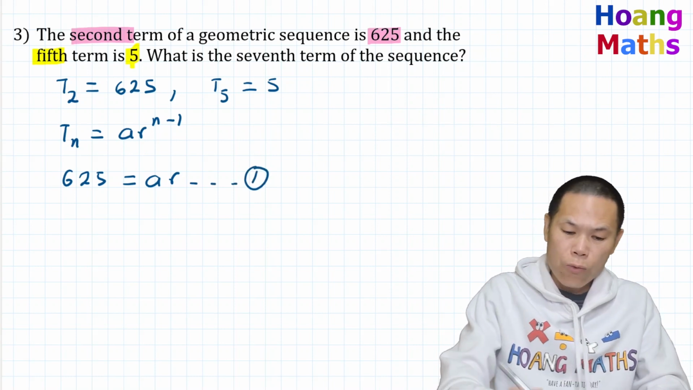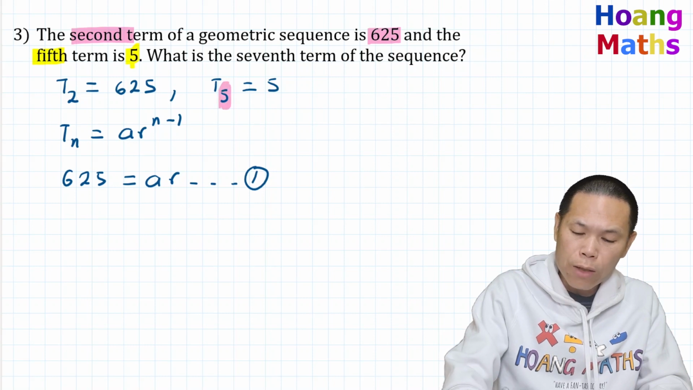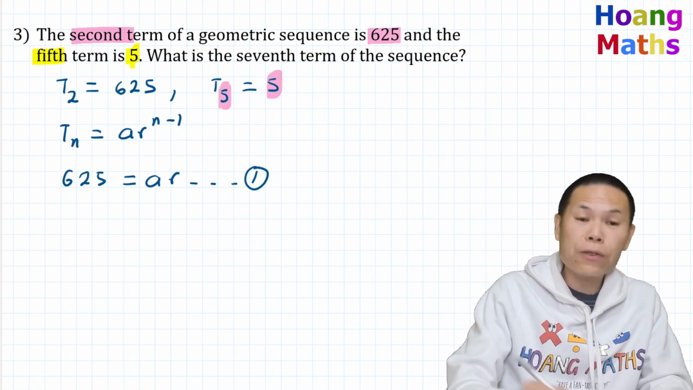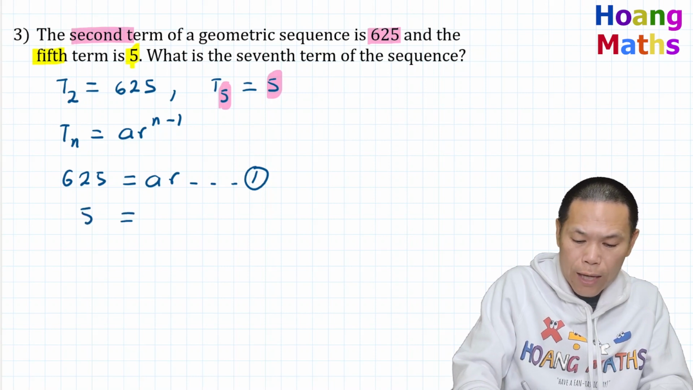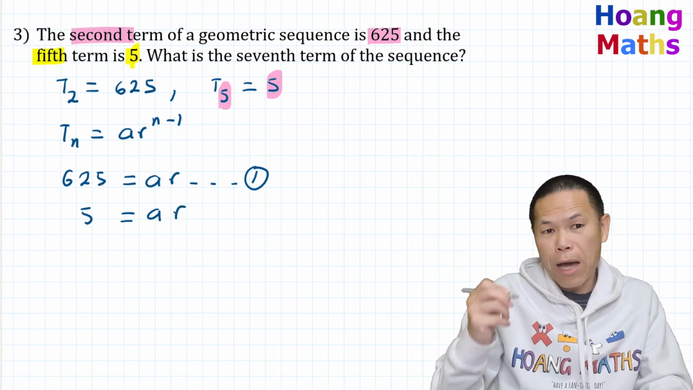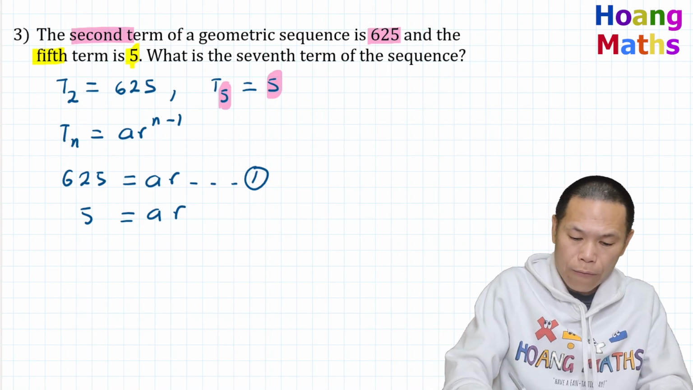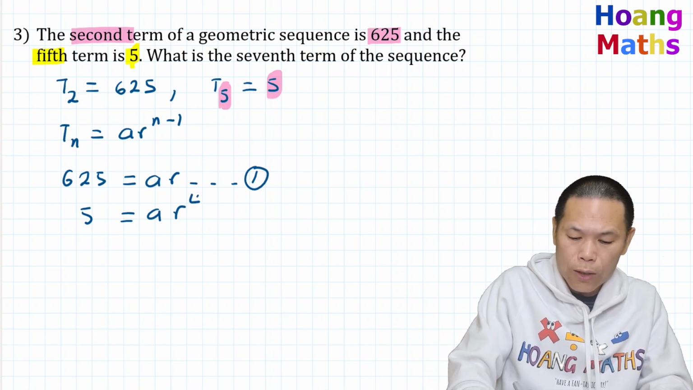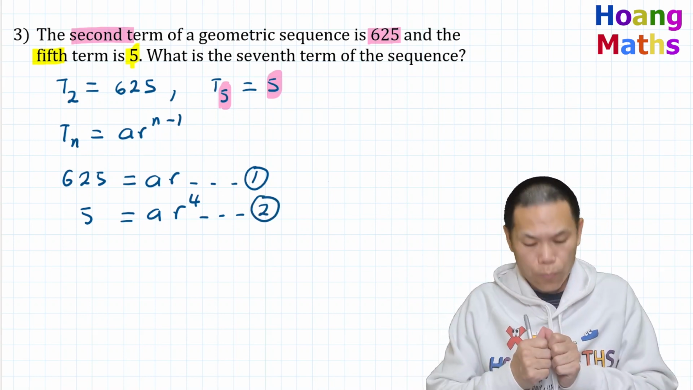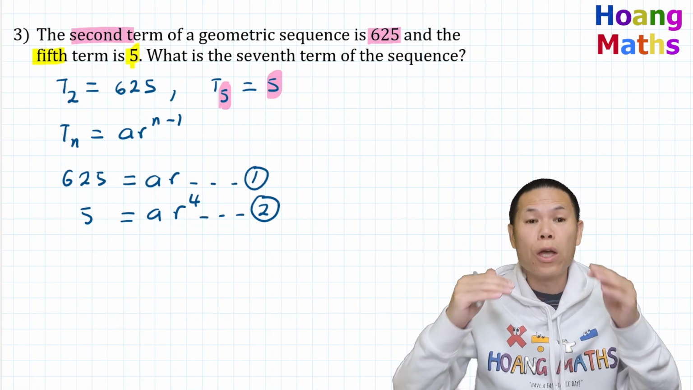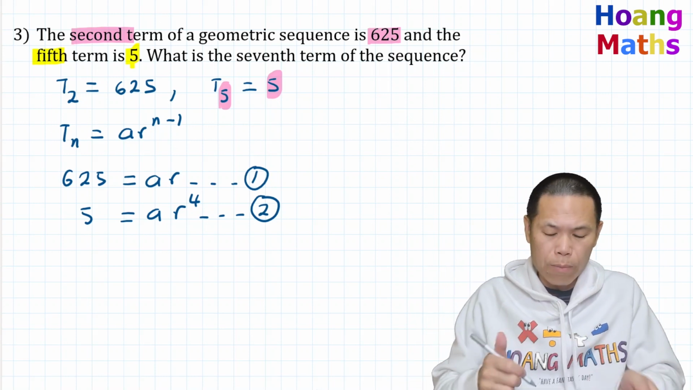And now we have term 5 will give me 5. So the fifth term is equal to 5. So this means that 5 equals A R power n minus 1. So n is 5. So 5 minus 1 is 4. So this is equation number 2. There you go. So now what I do, I just use equation number 2 divided by equation number 1.